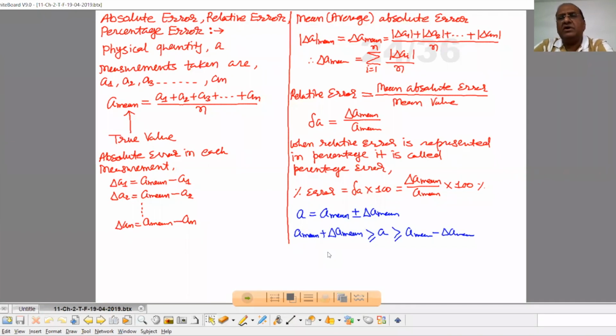Systematic error means what? Systematic error is always either positive or negative. It can't be positive and negative at the same instant. So what is the meaning of these positive, negative errors that we have to understand? Okay. Again here, systematic error is divided into another three parts.